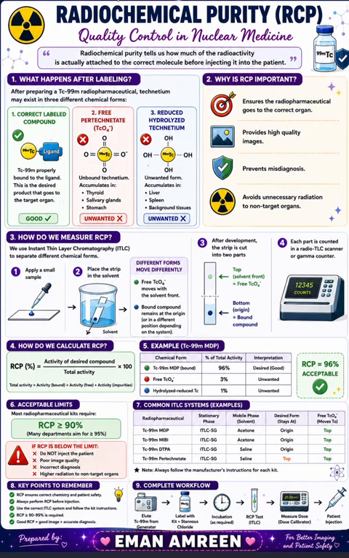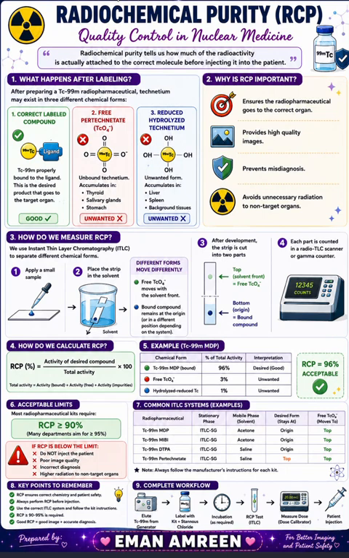Second, free pertechnetate, which is unbound technetium. This form can accumulate in the thyroid, salivary glands, and stomach, and it is not desired. Third, reduced hydrolyzed technetium, which can accumulate in the liver, spleen, and background tissues.